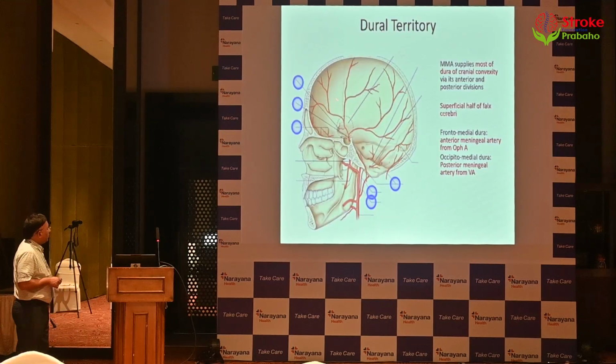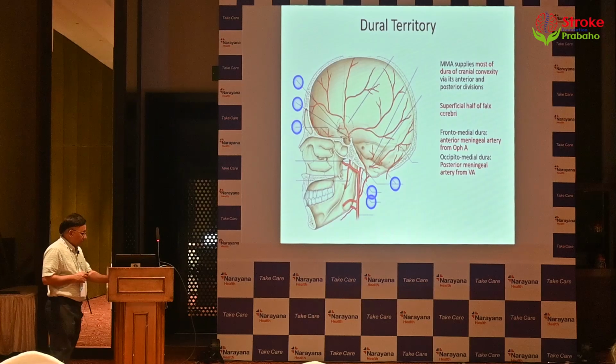So as I told, the middle meningeal artery supplies most of the dural convexity. It supplies the falx cerebri also, and the anterior part or the frontal part of the dura is supplied by the ophthalmic artery, and the posterior part of the dura or occipitomedial dura is supplied by the vertebral artery. So most of the supply is from the middle meningeal artery, the anterior part is from the ophthalmic artery, and the posterior part is from the posterior meningeal artery from the vertebral artery.